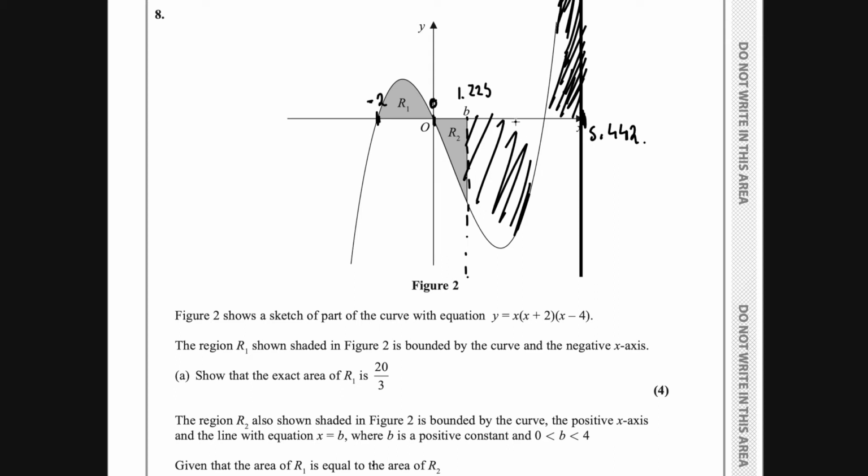So, as you know, when you're integrating a curve or an equation that is both negative and positive, across both negative and positive parts of the graph, the negative and positive parts will tend to work against each other. And in this case, when you're finding the integral between the limits of 5.442 and 0, these parts of this integral will cancel out. And what that will leave is this area here, R2, which is equivalent to R1.